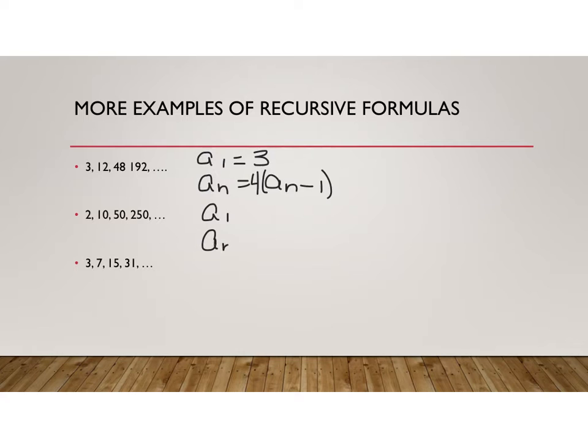This next one, I'm going to write down my first term in my recursive equation. The first term is 2. What are we doing to each term? Previously, we're multiplying by 5.